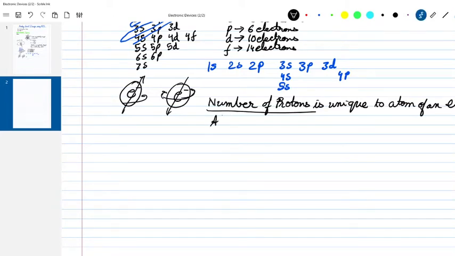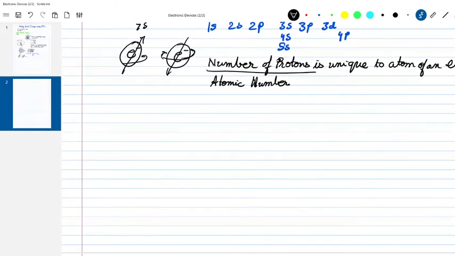Atomic number. Number of protons and neutrons is called atomic mass. Atomic number is what distinguishes one element from another element. So H, He, Li, Be, B, C, N, O, F. What I'm writing is hydrogen, helium, lithium, beryllium, boron, carbon, nitrogen, oxygen, and F is fluorine.